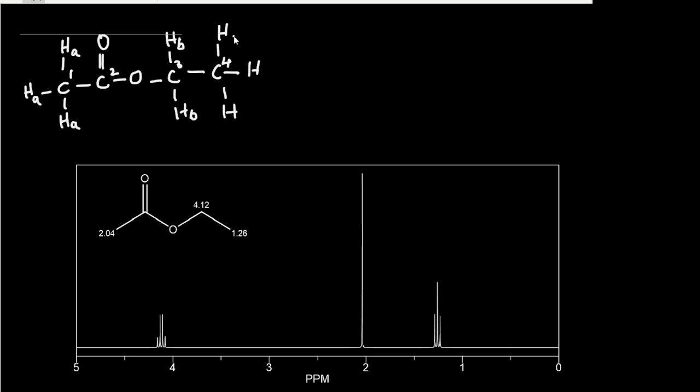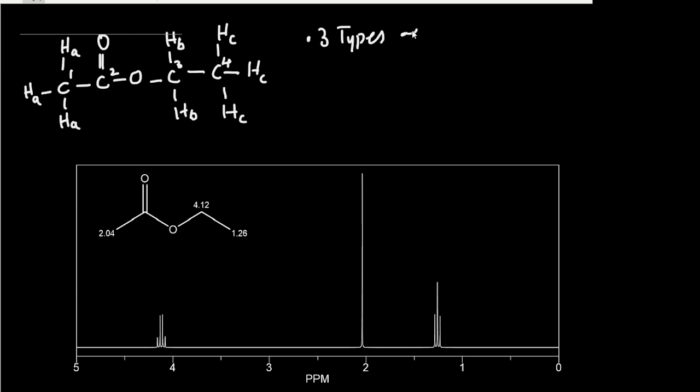So I name them as C type of protons, A, B, C. These three protons are the same, so there will be one signal in the spectrum. These B type of protons are the same, so there would be one signal in the spectrum. So how many types of protons are in this molecule? There are three types of protons.